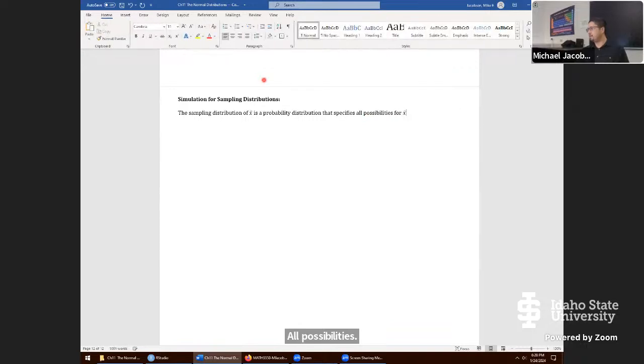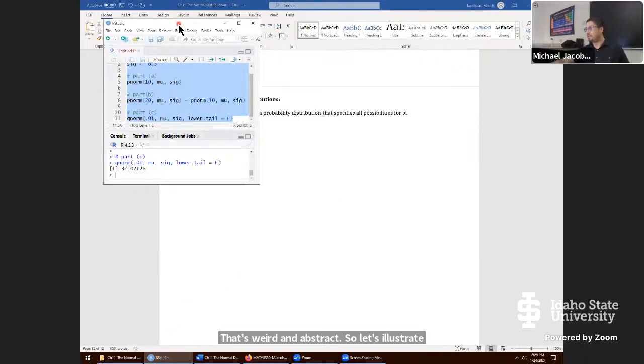for X bar. So if we're running a study and we identify a population of interest, we're going to come up with a sample size and select, say, for a sample size of 50 individuals, and calculate the sample mean, assuming quantitative data. But what's really happening is there are two populations, the underlying population you wish to study, and the sampling distribution, which contains every potential value that the sample mean could really turn into. That's weird and abstract, so let's illustrate it using RStudio.